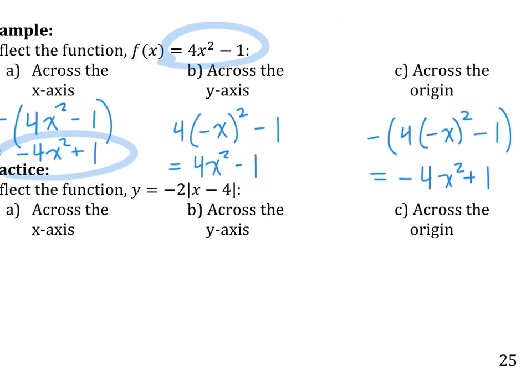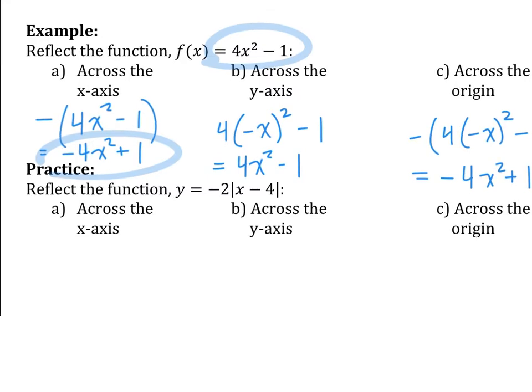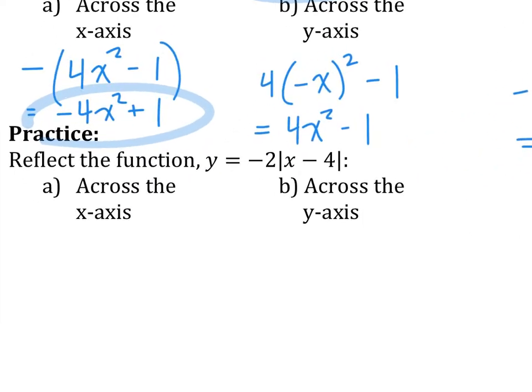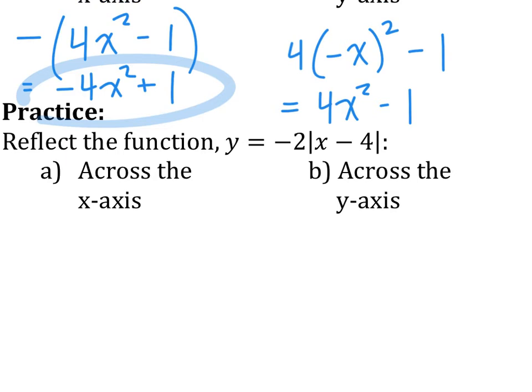All right, let's have you guys try one. Across the x-axis, across the y-axis, across the origin. Okay, Sally, do you have across the x-axis? 2 absolute x minus 4. Yes. Allison, do you have across the y-axis? Absolute value and then x minus 4?